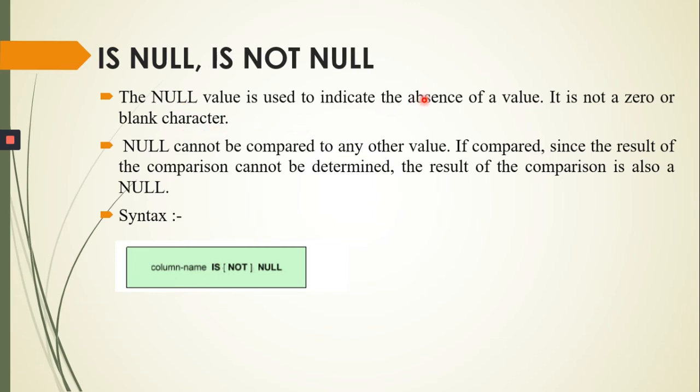Okay, so NULL means absence of value, and NULL cannot be compared to any other value, because if we compare, the result of the comparison cannot be determined, so the result of the comparison is also NULL. So the syntax is column name IS NULL, or we can also use IS NOT NULL. The syntax is the same, column name IS NULL, column name IS NOT NULL, depending on the query.